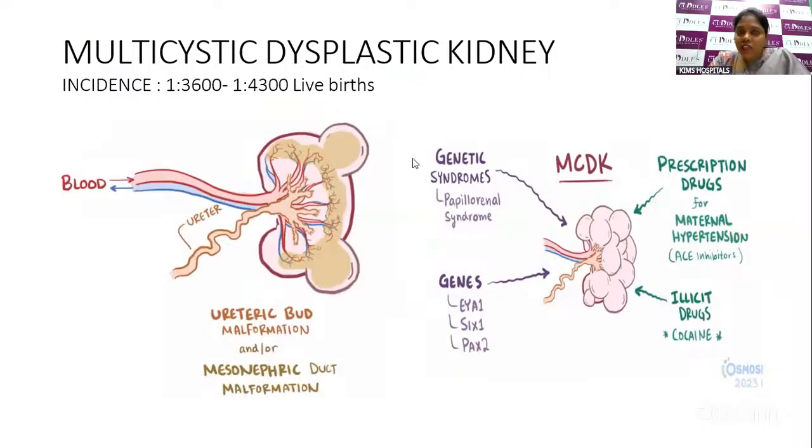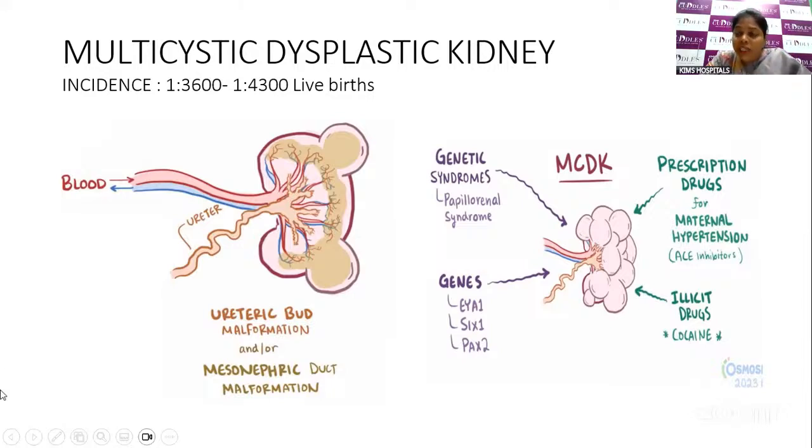Sorry, I will start from the multicystic dysplastic kidney. So here, the incidence is 1 in 3,600 live births to 1 in 4,300 live births. Initially we have seen that there is the metanephros, from which there is a stalk-like structure, which forms the tubules of the ureter, as we have seen earlier during the development.